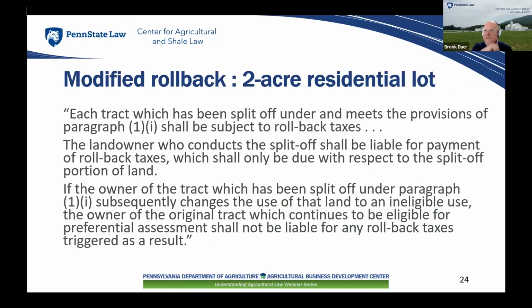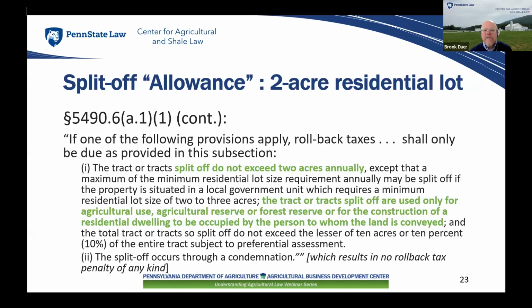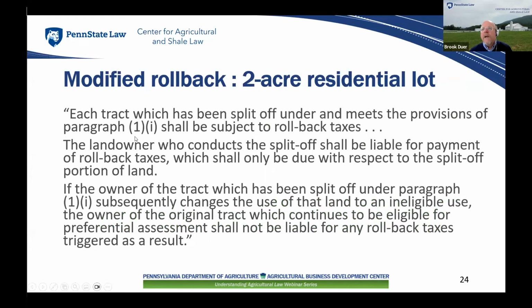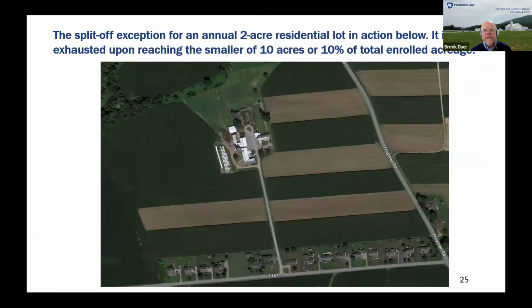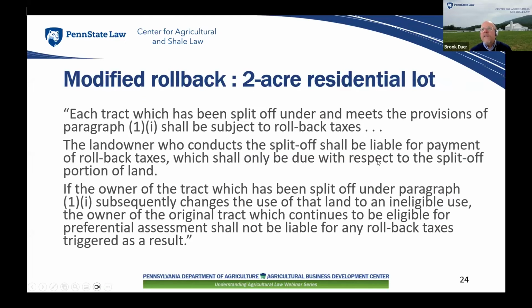Okay, now, here's a description of what the modified rollback is. In other words, each tract that has been split off shall be subject to rollback taxes. The landowner, in other words, just the little split off piece. Oops, sorry, wait a minute. The landowner who conducts the split off shall be liable for payment of the rollback taxes. We talked about that before, which shall only be due with respect to the split off portion of land. Hey, look at that. A sentence in the Clean and Green law that actually reads normally and you can make sense of it.